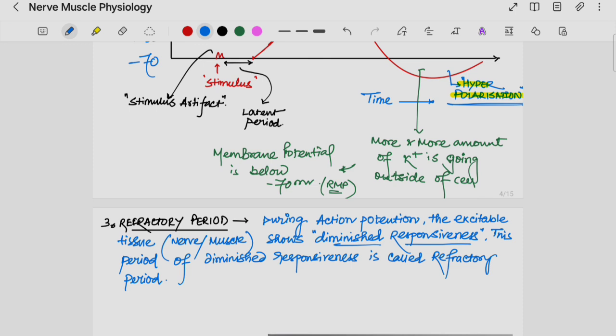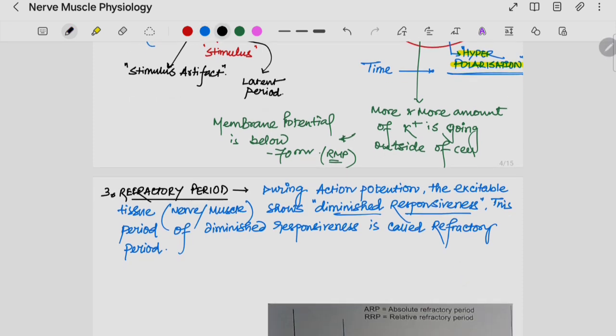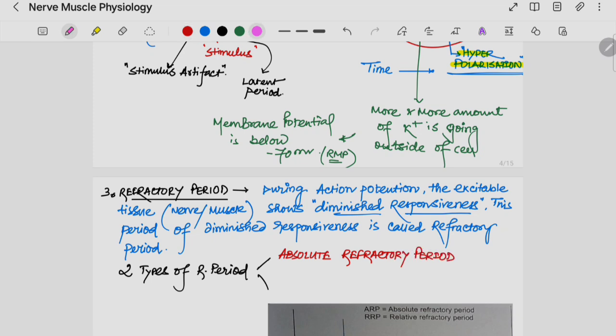So there are two types of refractory period. First one is absolute refractory period, and second one is relative refractory period. So one is absolute refractory period, another one is relative refractory period.